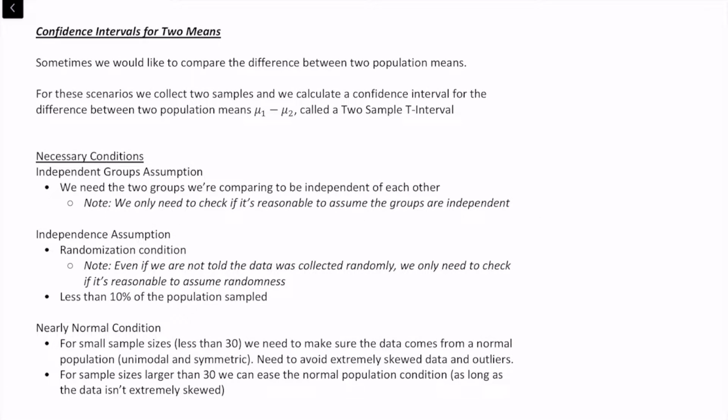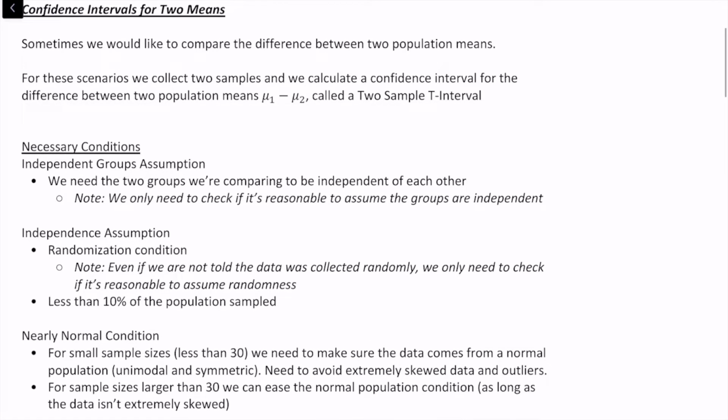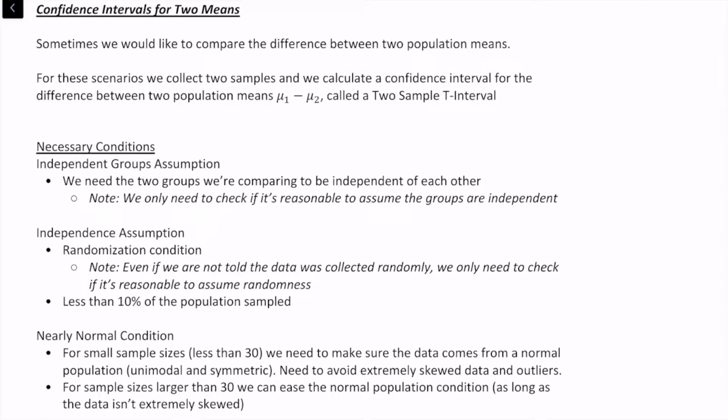This time we're going to be discussing confidence intervals for two means. Now we've talked about how to do a confidence interval for the mean when we have one sample. This is going to be the case where you're trying to compare means of two different populations. In this case, what we do is we collect two different samples. We calculate a confidence interval on the difference between those two population means. All right, this is called a two-sample t-interval.